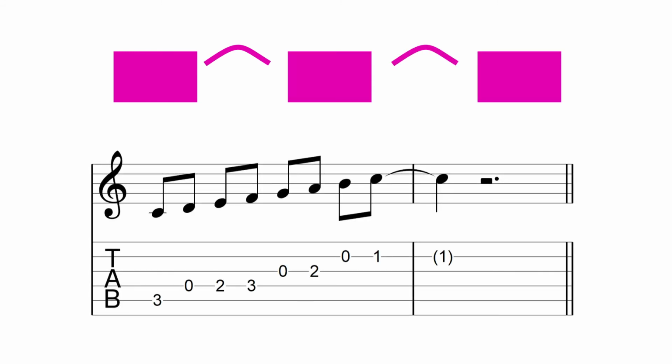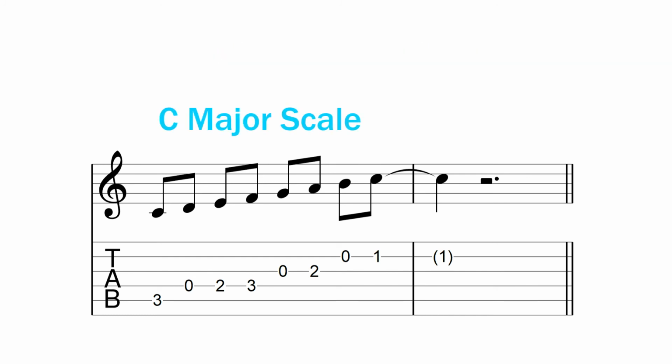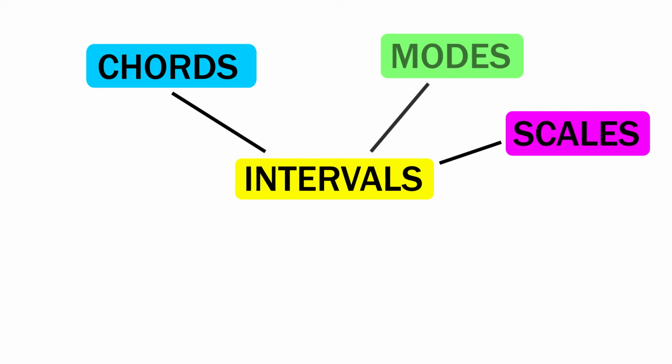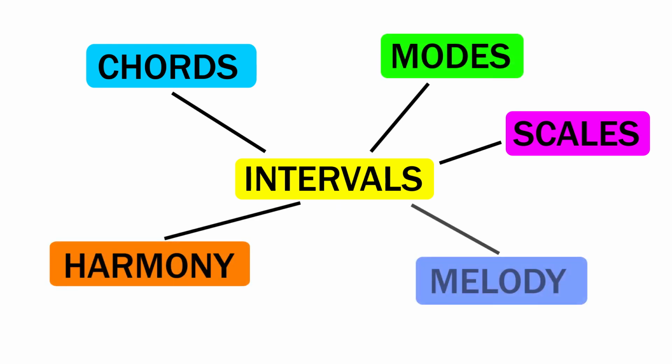What if we string intervals together one after another, or melodically? We end up with something like this. What you just heard is the C major scale, and it was created just by stringing intervals together in a certain order. This is something I cover in my video on scales. Chords and scales are only the starting point for using intervals. Everything you hear in music is built using intervals.